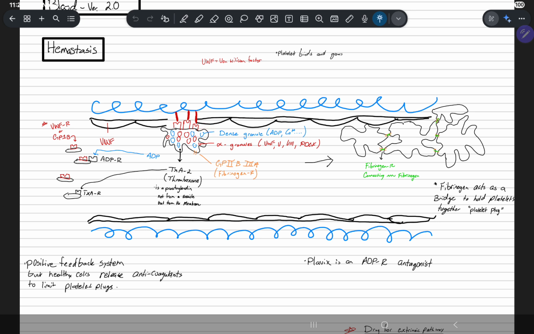Now, inside these platelets, we have different granules. We've got dense granules, and then we've got alpha granules. The dense granules have ADP and calcium, whereas the alpha granules are made up of von Willebrand factor, factors 5 and 8, and PDGF. And then on these platelets, we also have GP2B and 3A, also known as fibrinogen receptors.